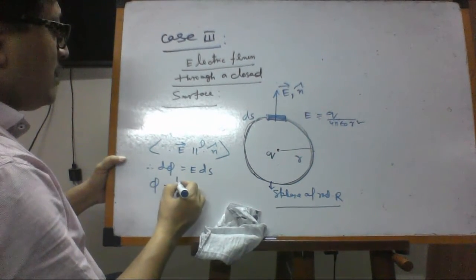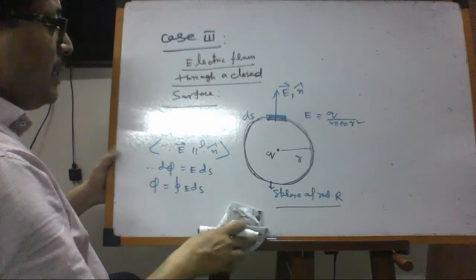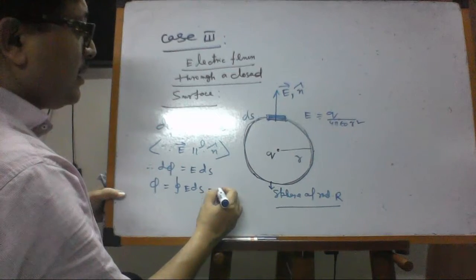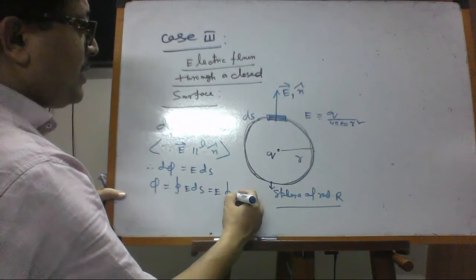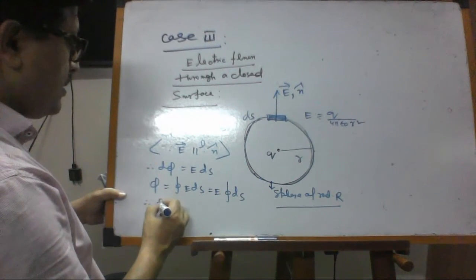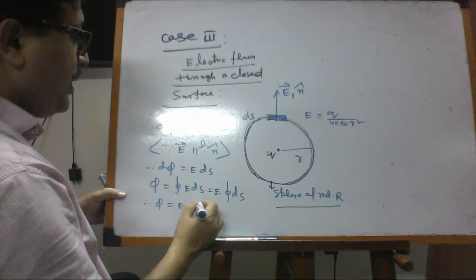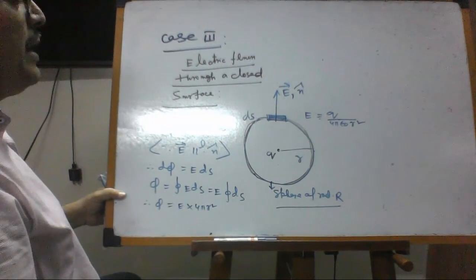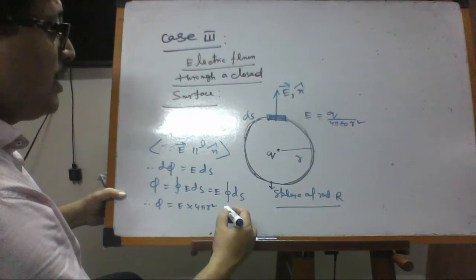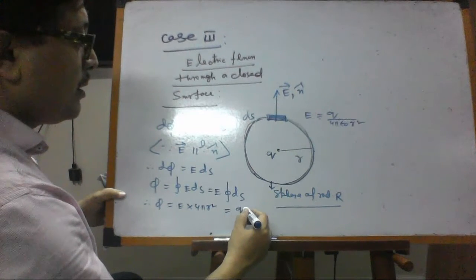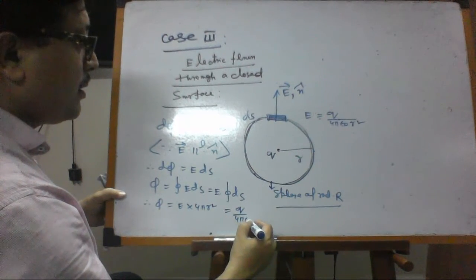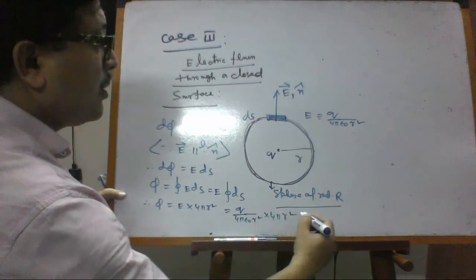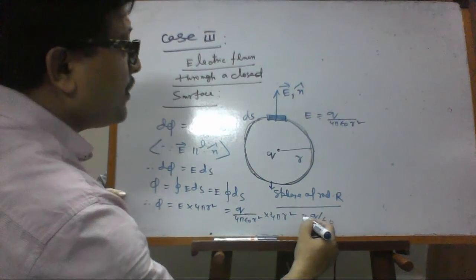Phi over the whole surface will be, by symmetry, E has the same value, the magnitude of E will remain the same everywhere, so E will come outside the integral of ds. So phi equals E into the integral over the whole surface. If you take the integration, it will be 4 pi r square. Now what is the value of E? Q by 4 pi epsilon 0 r square, into 4 pi r square. So this is Q by epsilon 0.